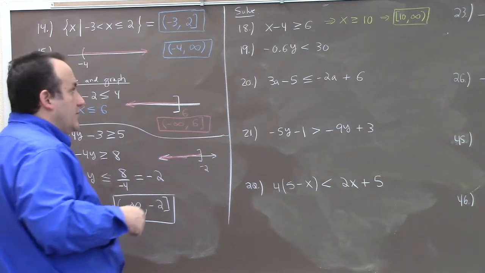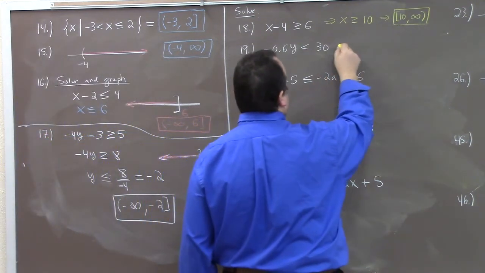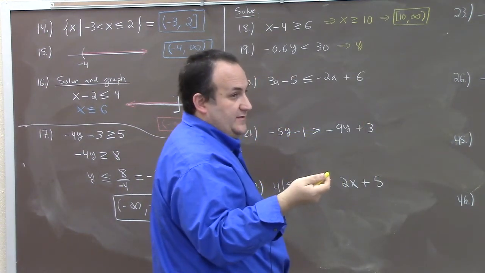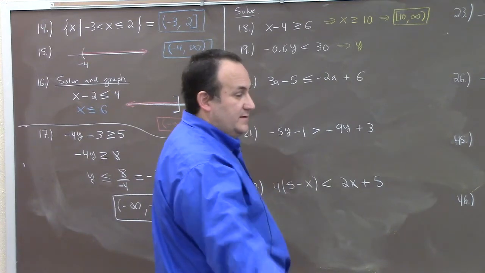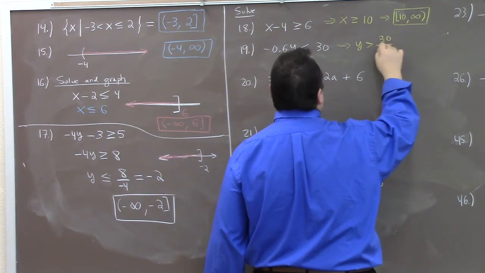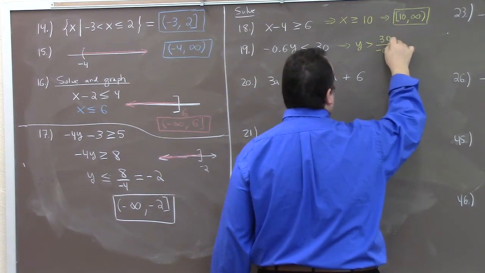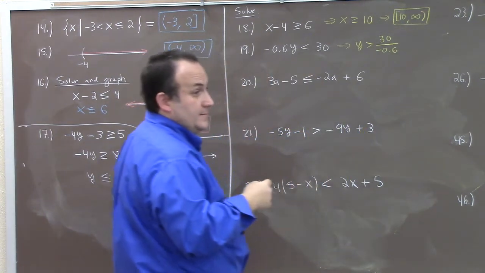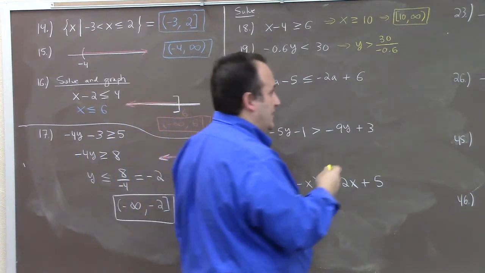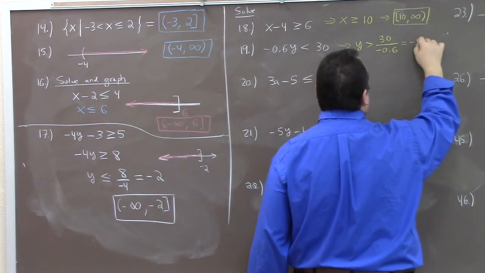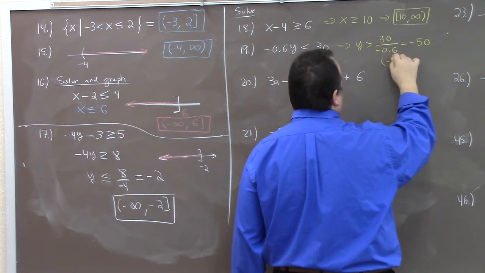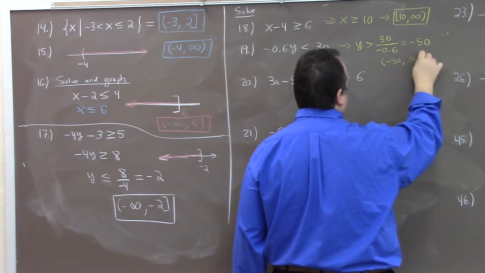19. Well, this tells us what? Y is, now I'm going to divide by minus 0.6. So that means I got to flip that less than to a greater than. Y greater than 30 divided by minus 0.6. Well, that's minus 50. That's what that is. So y is greater than minus 50, so the answer is minus 50, not included to infinity.